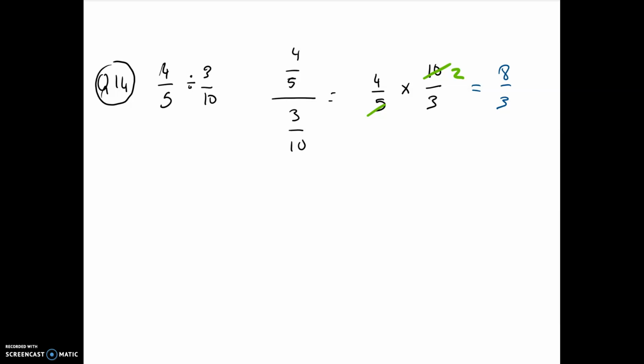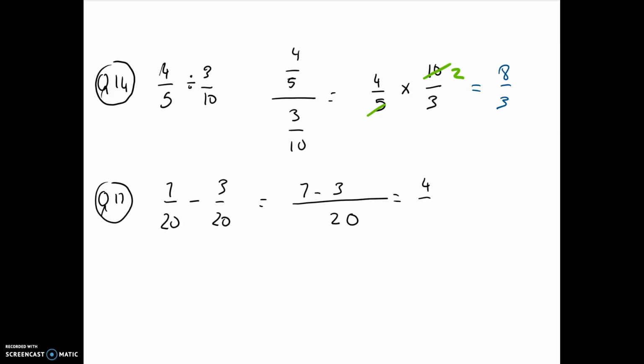17. If I do question number 17, what do we have? We have 7 over 20 minus 3 over 20. Because we have the same denominator, we can write one fraction bar with the same denominator 20, and on the top 7 minus 3. The answer is going to be 4 over 20, and you can simplify your top and your bottom, and that is going to be 1 over 5. That was problem number 17.